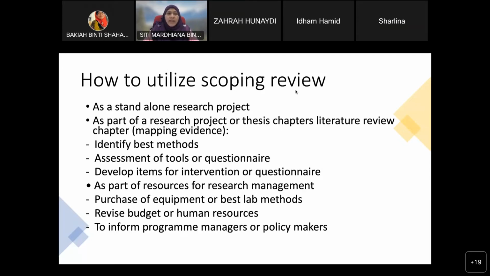And also, it can be a part of resources for research management, for example, to purchase equipment or the best lab methods, and to revise the budget or human resources, or it can also be used to inform the program managers or the policy makers.